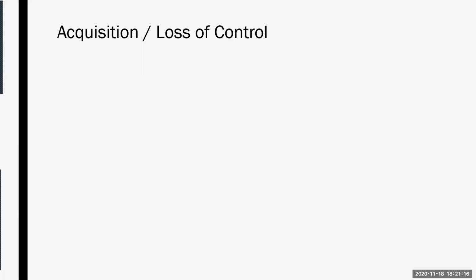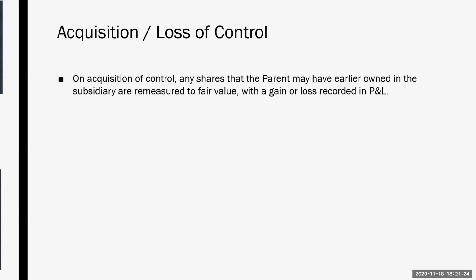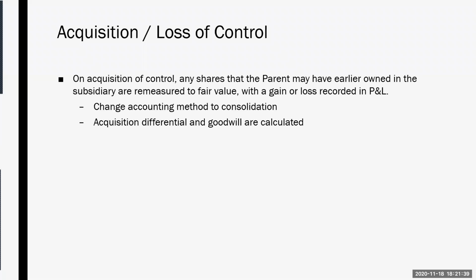And a similar set of things happen when you have obtaining of control from significant influence. So when control is acquired, any shares that the parent may have owned earlier have to be remeasured. Gain or loss is booked through P&L. The accounting method changes from the equity method to consolidation, and a brand new acquisition differential and goodwill has to be calculated.